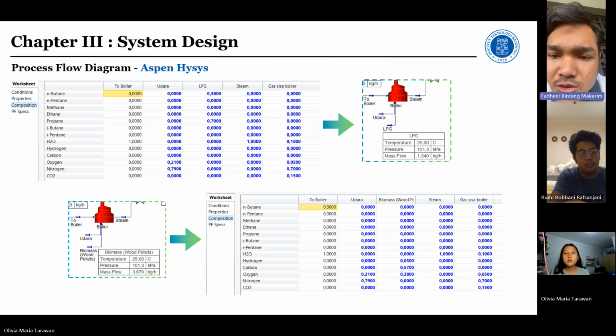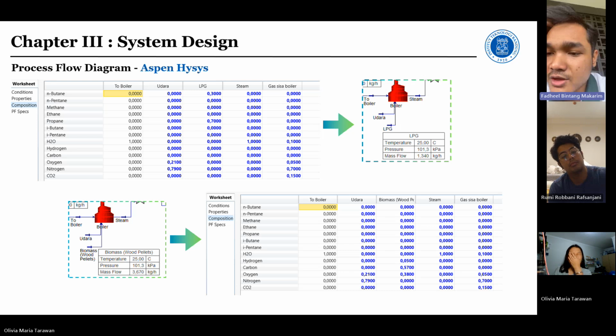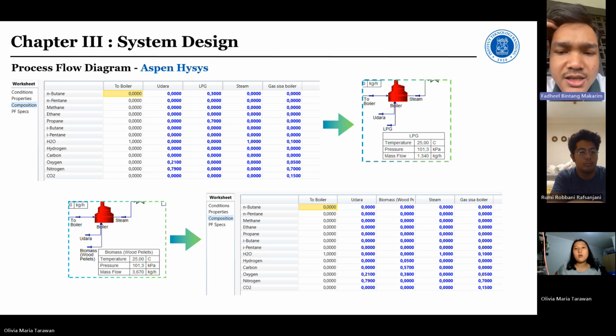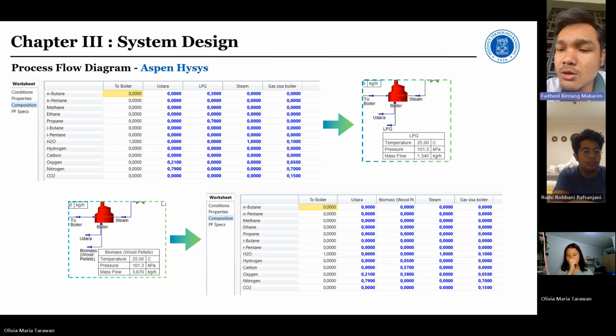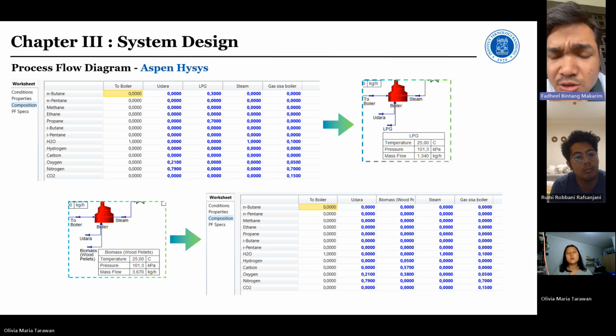And then we are using biomass wood pellets, modeled with a composition of 57% carbon, 5% hydrogen, and 38% oxygen. Upon combustion, carbon reacts to form CO2 and hydrogen forms H2O, with internal oxygen contributing to the reaction. The output is flue gases CO2, H2O, and N2, and the process steam, saturated H2O vapor.